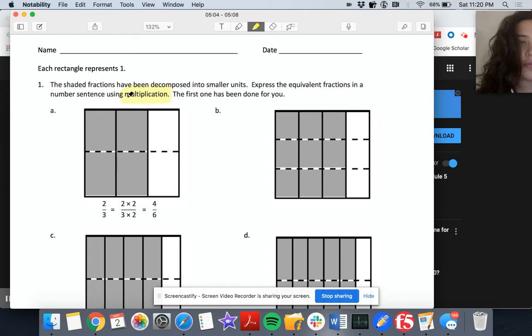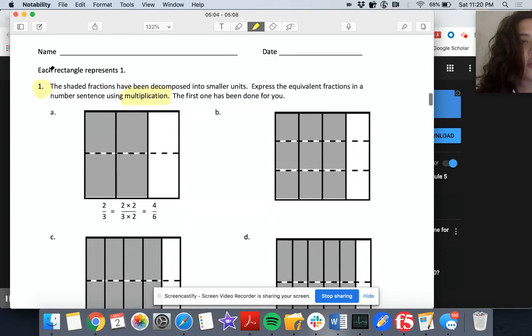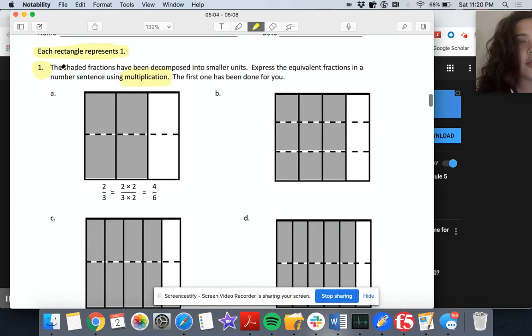So let's do some problems together, and then you guys should be all good to go on your own. So first, let's start off with question A. We read that each rectangle represents 1. So each rectangle just represents one whole. And it tells us that the shaded fractions have been decomposed into smaller units. So every time that this figure is cut up, we have smaller units, right, math fans? And what we're going to do is we're going to express the equivalent fraction in a number sentence. This is our number sentence using multiplication.